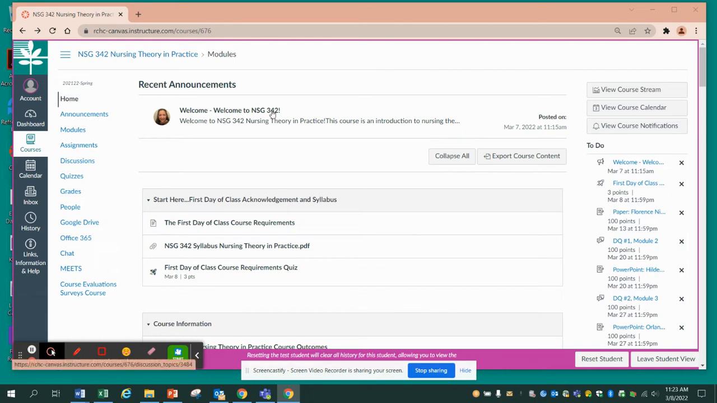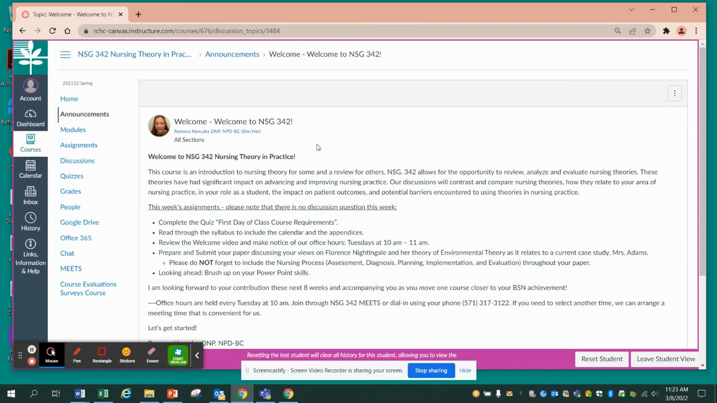The first step would be to open up your announcement. The announcement's a great place to find reminders and previews of any assignments. You might also see some tips and clarifications that will be very helpful as you move on throughout that week. I would encourage you to open up the entire announcement so that if there are some helpful tips down further on, you would be able to see that. For instance, here it says, please do not forget to include the nursing process, and gives you the 5 steps to the nursing process. All right.